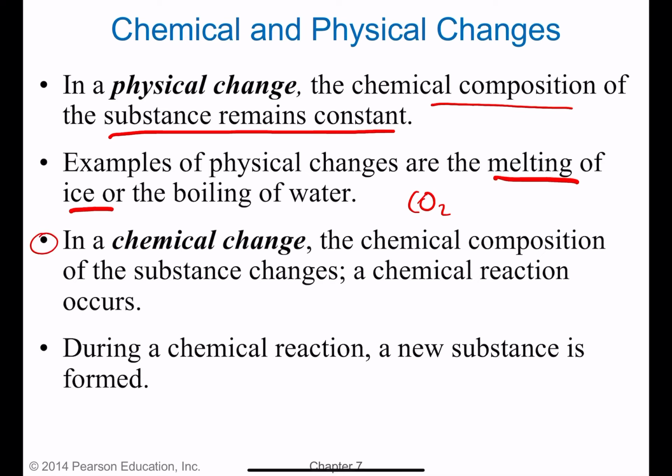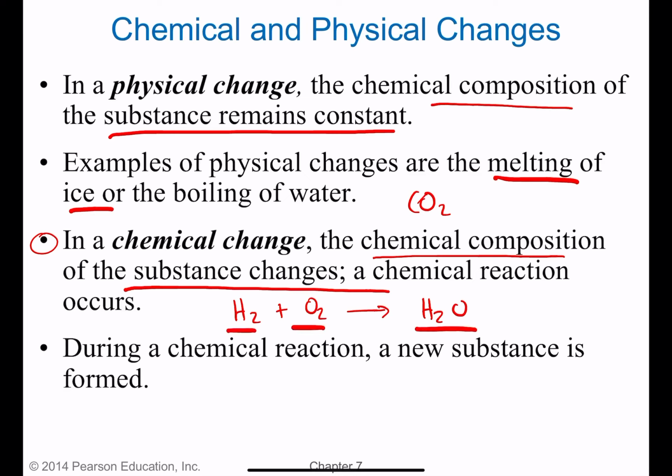Now, with a chemical change, the chemical composition of the substance is changing. So we might start off with hydrogen gas and oxygen gas, and we make water molecules when we're done. So we have two different substances combining to make one new substance. That's an example of a chemical change because the chemical composition is changing. So during a chemical reaction, new substances are formed.